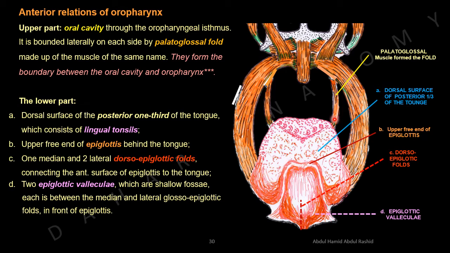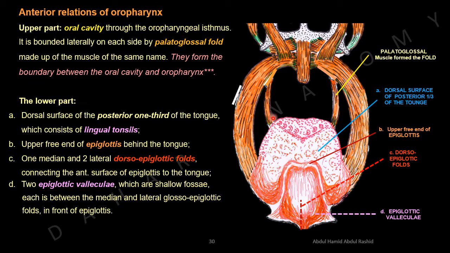It is bounded laterally on each side by the palatoglossal fold, made up of the muscle of the same name. So they form the boundary between the oral cavity and oropharynx. That means the boundary between the oral cavity and oropharynx is the anterior arch, the pillar here, that is the palatoglossal folds.